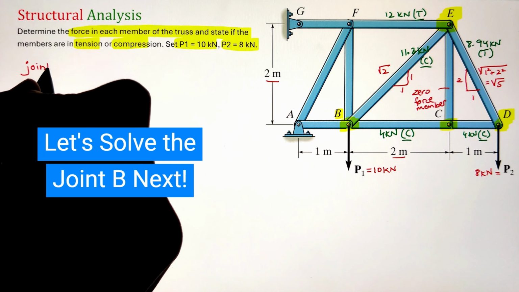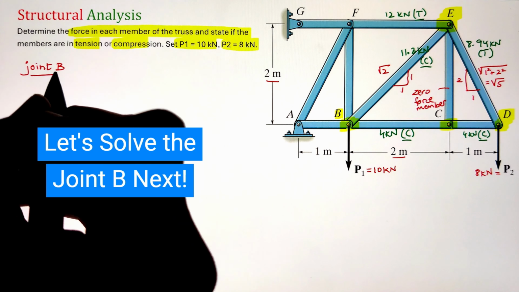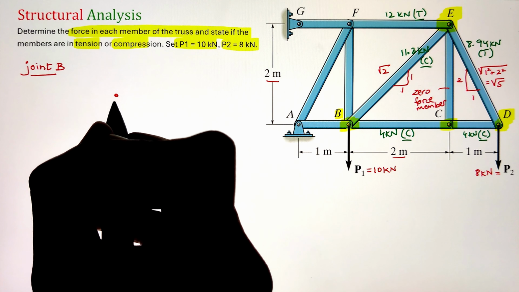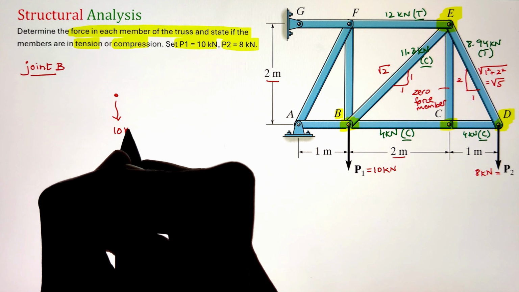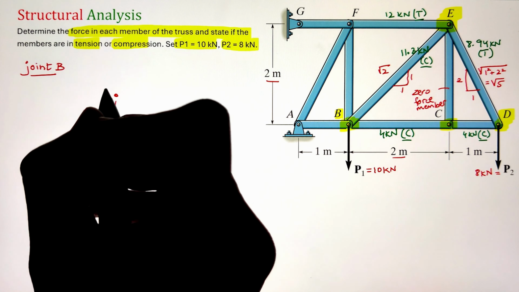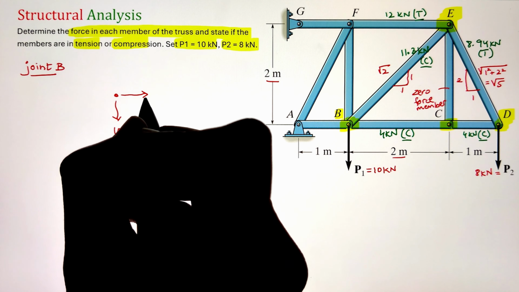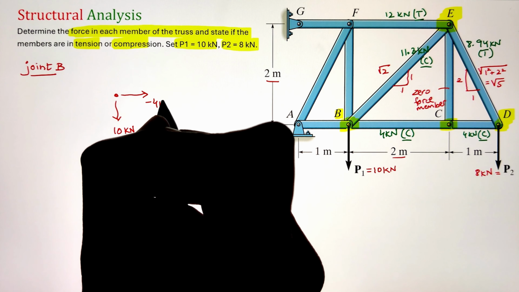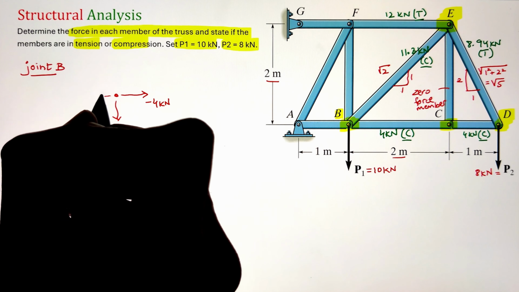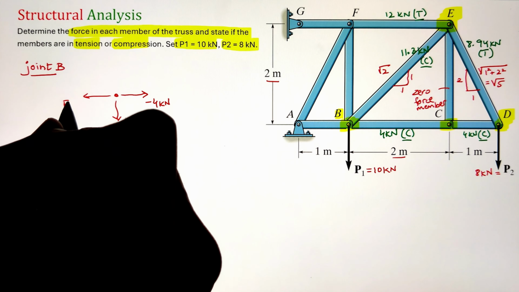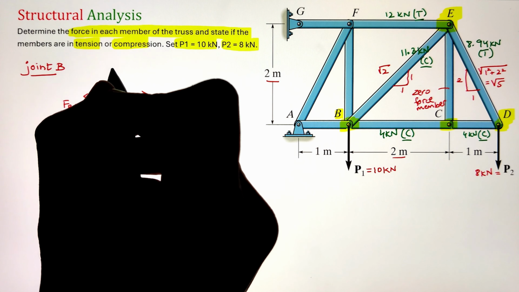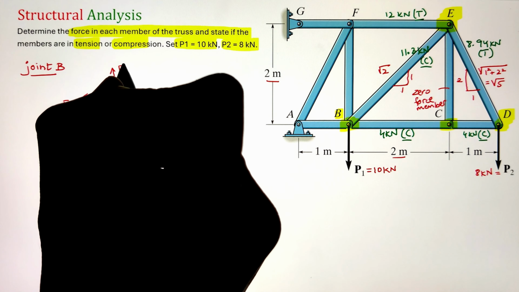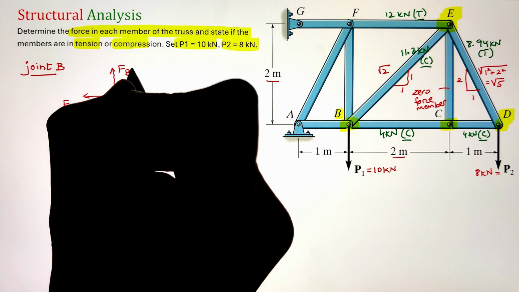Next, we can go ahead and move towards our joint B that has one of the external loads acting on it. So in total, we have four members that are connected and one external load that is acting on it. But only two members are unknown to us right now. That is a member from B to A and a member from B to F. Let's go ahead and start developing our free body diagram from joint B.